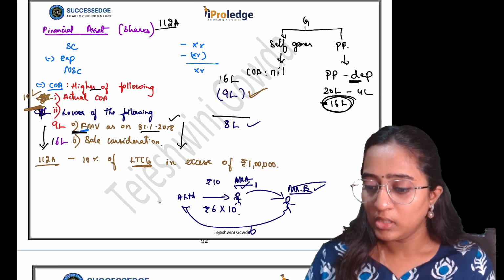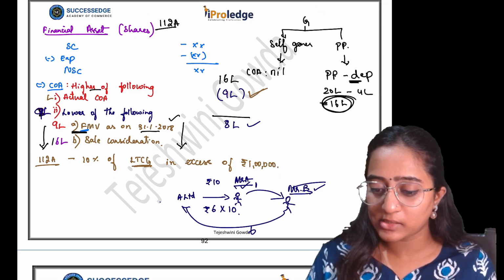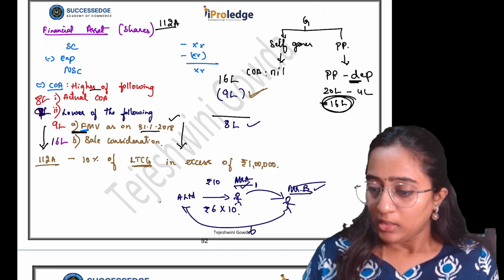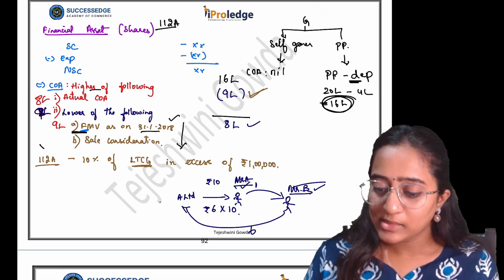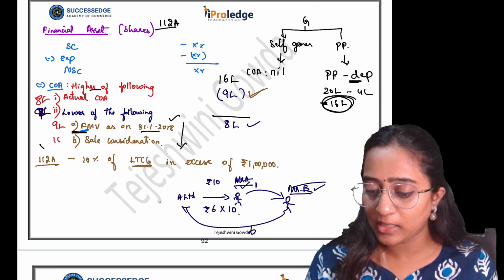Everyone, see now, let's change the example. Let's consider this is going to be 8 lakh only. Okay, this is going to be 8 lakh. Now, let's change the sale consideration. Sale consideration is being changed to 10 lakh here.